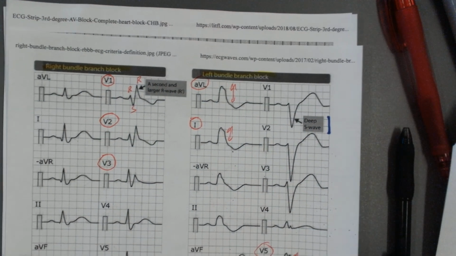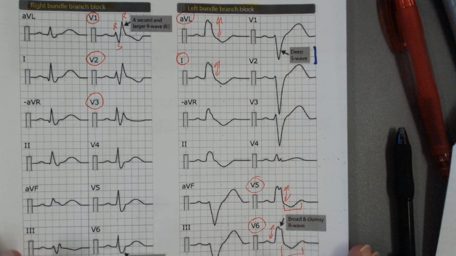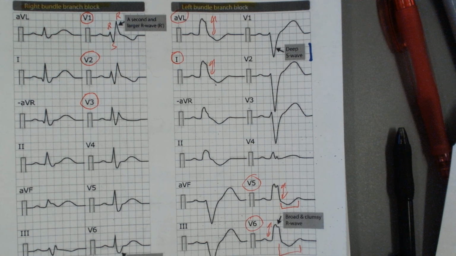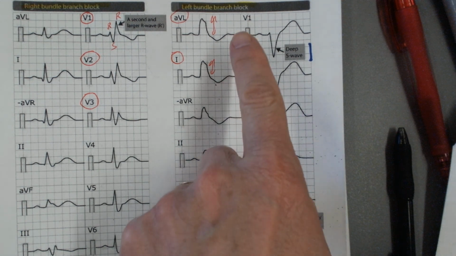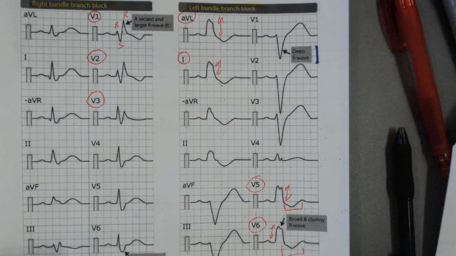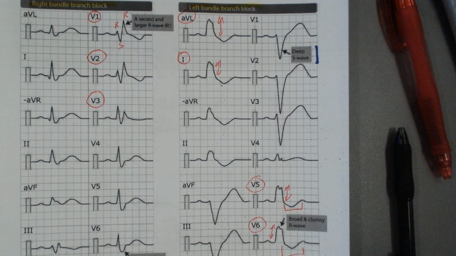And then you have your right and left bundle branch blocks. In the right bundle branch blocks, you have the RSR complex, or so-called rabbit ears, that appear in the right-sided precordial leads. In the left bundle branch block, there are tall R waves in leads 1, AVL, V5, and V6, and the deep S waves in lead V1. And those are your heart blocks.